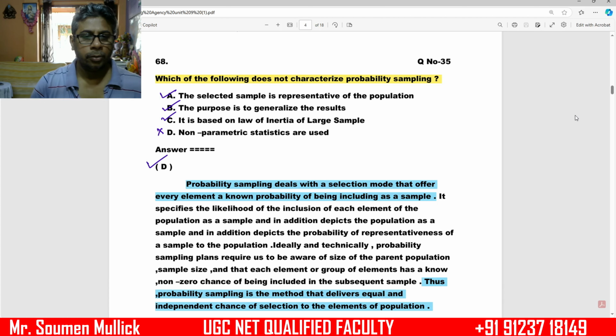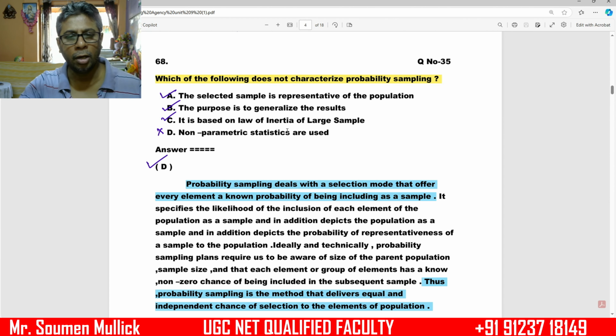It is based on the law of inertia of large samples, correct. But non-parametric statistics are used. This is wrong. Probability sampling is used in parametric samples.